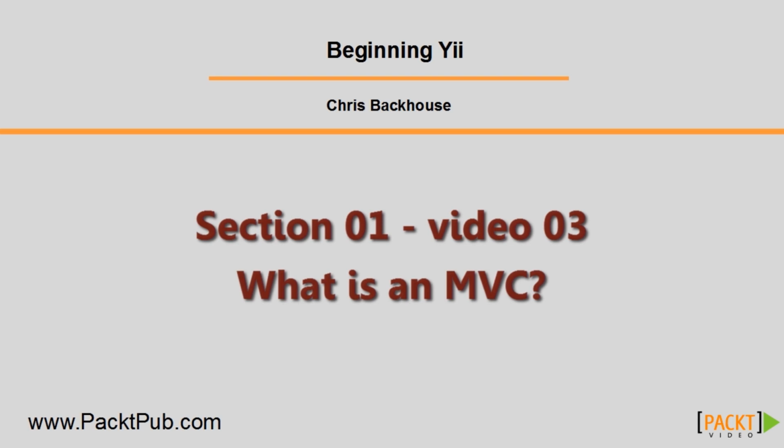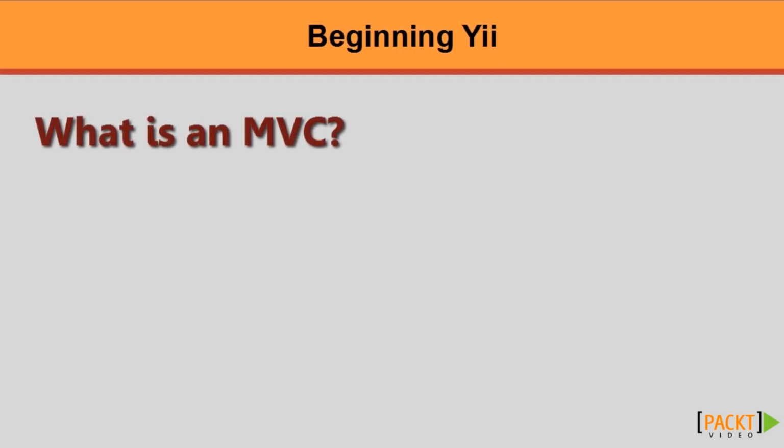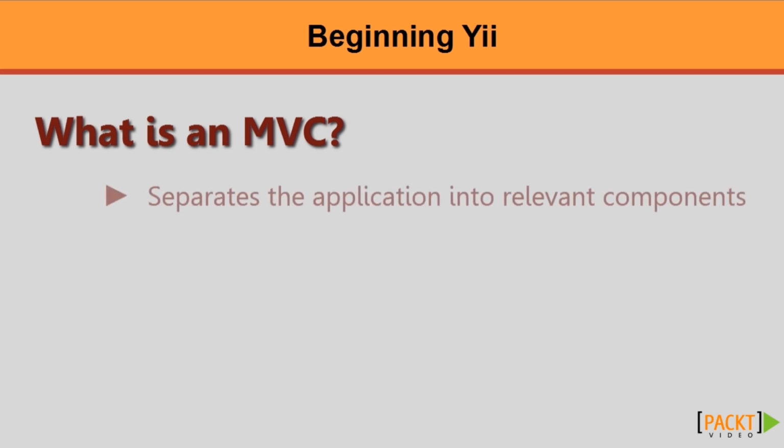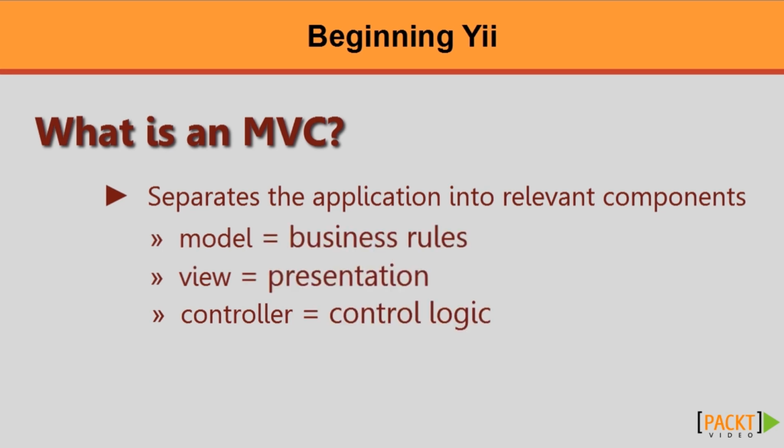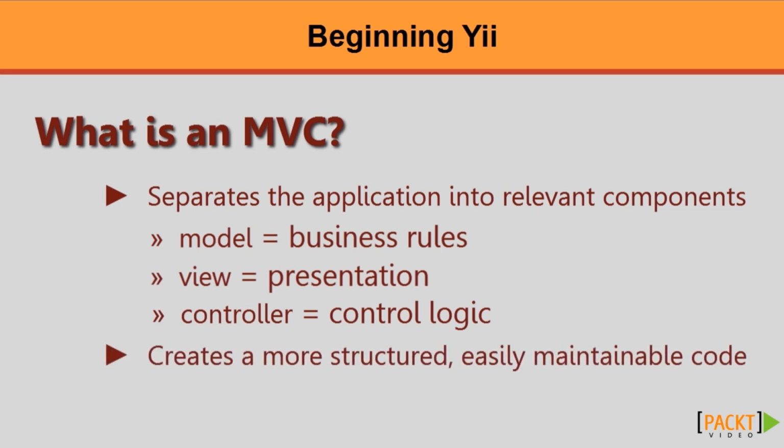In this session, we're going to explore the MVC architecture pattern and what it is and why we use it. Many frameworks, including Yii, are based on the MVC architecture pattern. And this architecture separates the different aspects of an application into the relevant components. The model, view, and controller architecture is based on isolating business rules, presentation, and control logic into separate components. The primary reason for this is to produce more structured, easily maintainable code and thus to promote reuse.